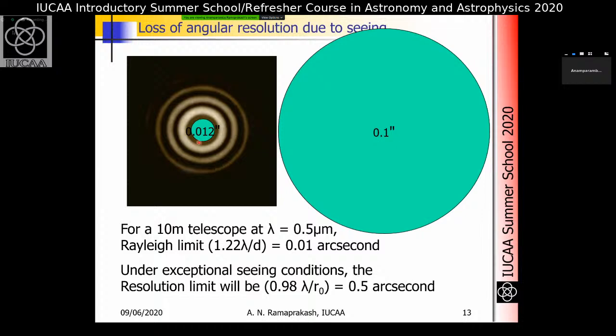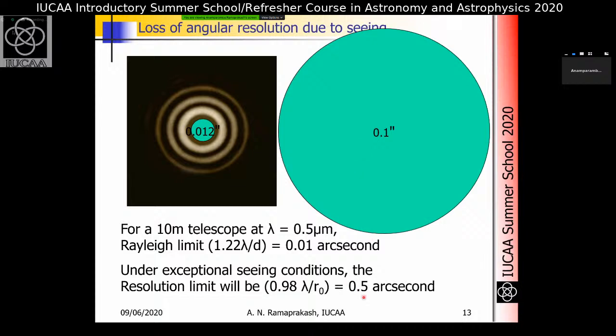So what I mean to say is, while using a 10-meter telescope I should have been able to resolve structures which are 0.01 arcsecond apart in angular separation in the sky, I cannot, because of the atmosphere-induced distortions of the wavefront.